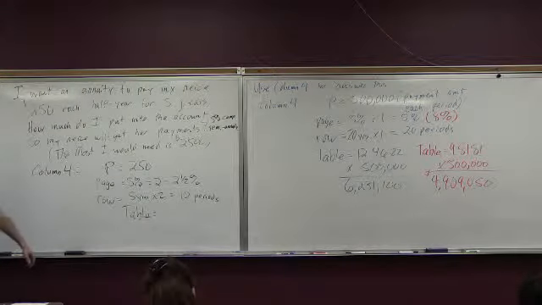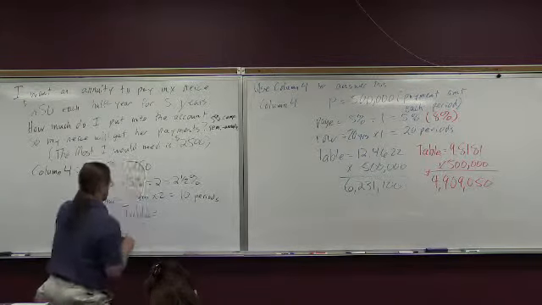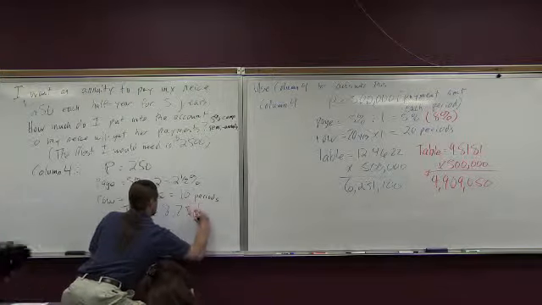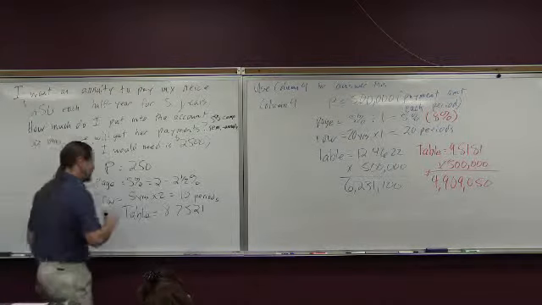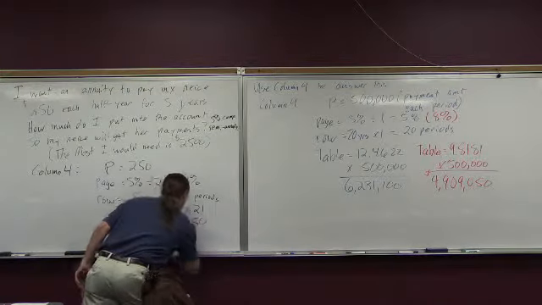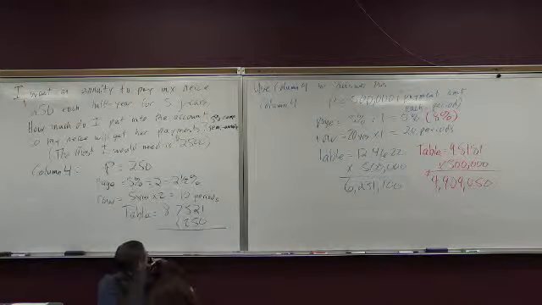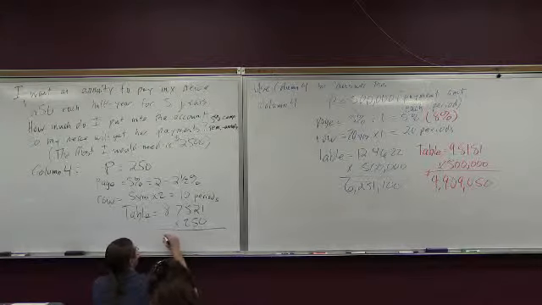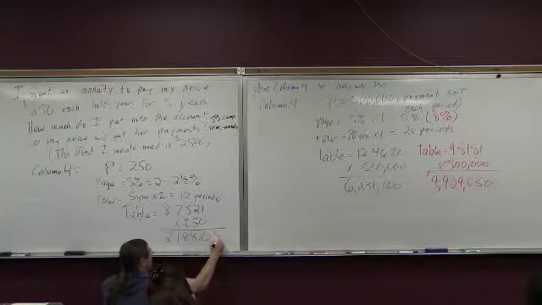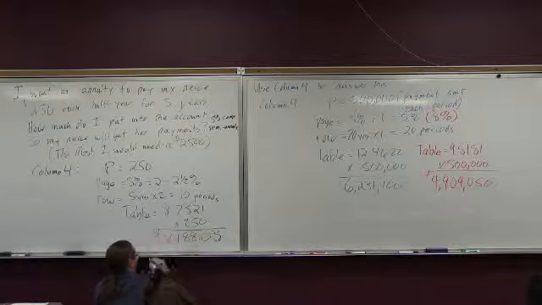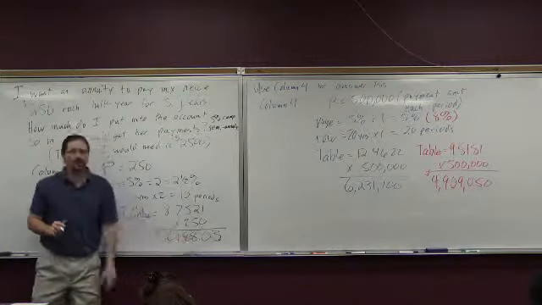What's our table entry on row 10, page 2.5? Column 4? 8.7521 multiplied by your 250 bucks. And how much do I need to put in there? $2,188.03. 3 cents? You're rounding up. Yeah, round it accordingly. So all I need, instead of the $2,500, is $2,188.03.